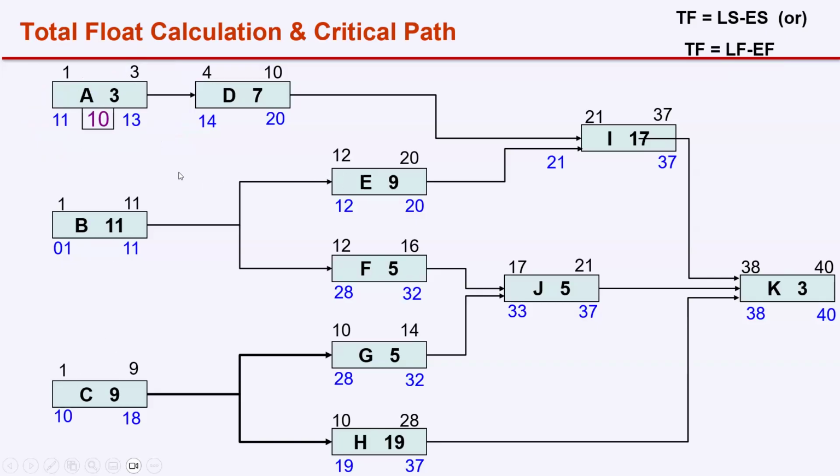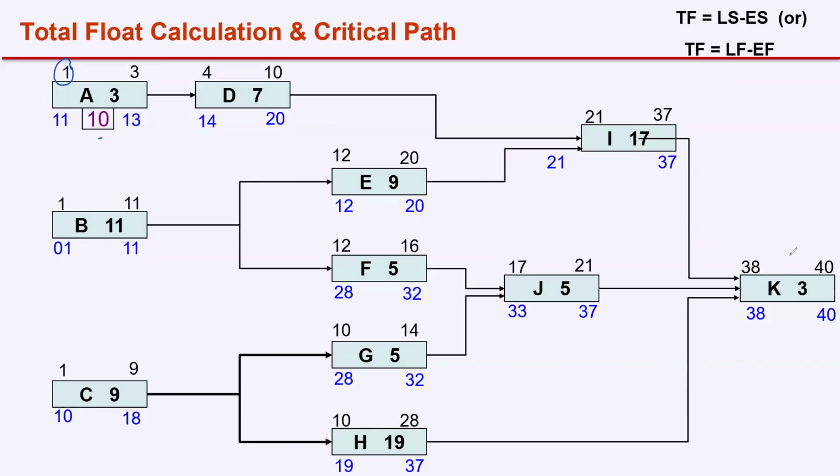So what is the meaning of that 10? You can delay activity A up to 10 days without delaying the completion date of the project. From where is this 10 days calculated? From the early start of that activity. So from day 1, up to 10 days, you can delay activity A and there will be no delay in the completion date. So the total float is 10 days.